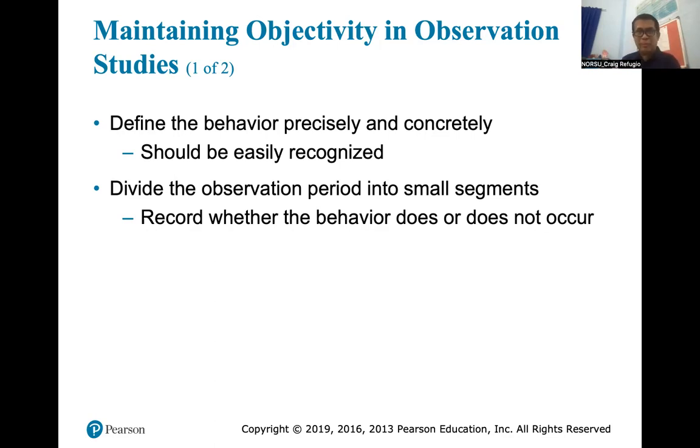When we talk about gender, we can classify first year straight male, first year straight female, or first year bi male, first year bi female, or first year gay, first year lesbian, or any other categories of gender. So that's what we mean by dividing the observation into small segments so that you can actually see the differences between and among groups in terms of behavior that you observe, in terms of attitude that you actually observe.